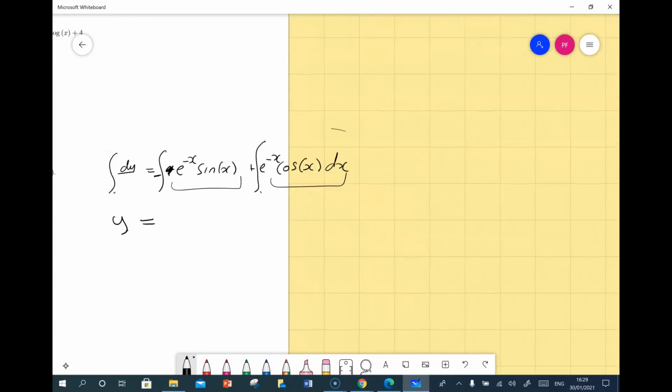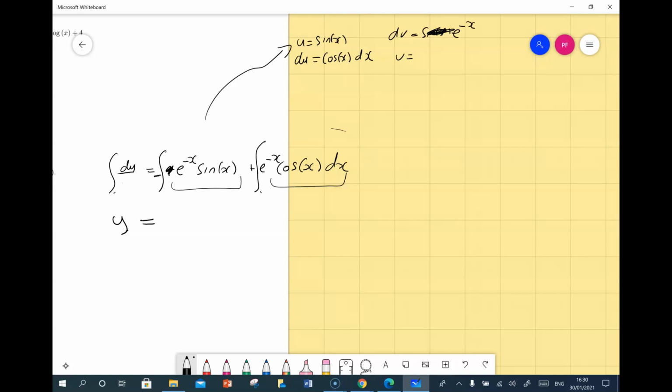So let's have a look at our first integral here. We'll let u equal sine of x, so du equals cos x dx. We'll do it by parts. dv equals e to the power of minus x, and the integral of sine of x is minus cos of x.